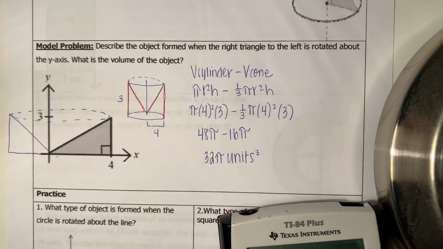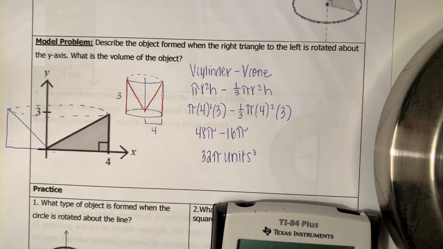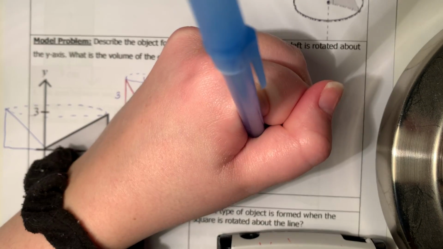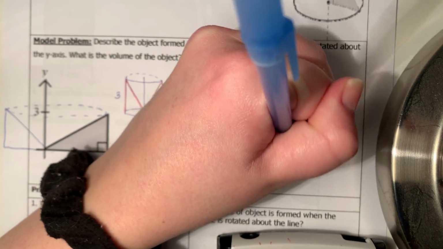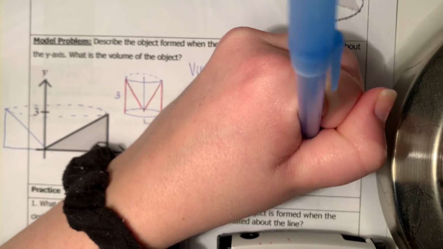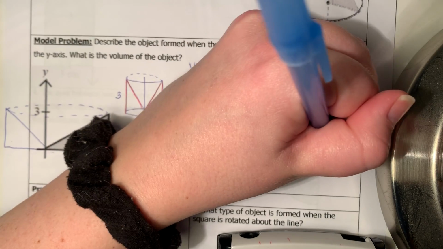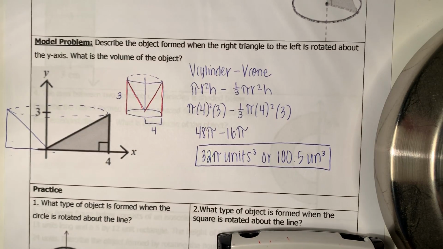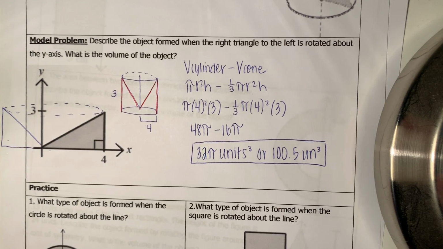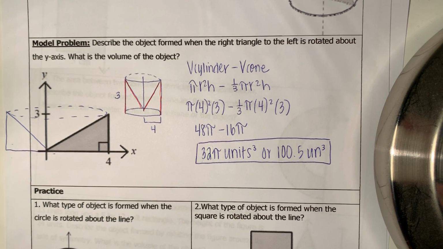And then if you actually calculated that, they don't tell you how to leave your answer. So if you actually did 32 pi, it would be about 100.5 units cubed. So because they do not specify, you could leave your answer either way. Obviously on a test, I will specify, but because they don't specify here, you can do it either way.